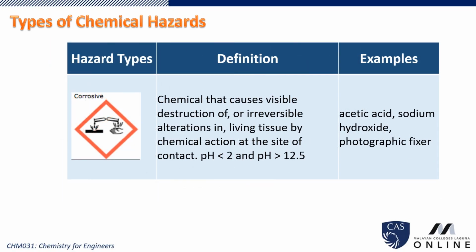Next, we have corrosives. These are chemicals that destroy living tissue or damage metals. Examples include acids such as acetic acid and bases such as sodium hydroxide. Others are what we call your photographic fixer.